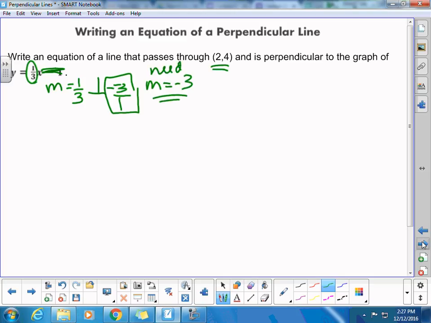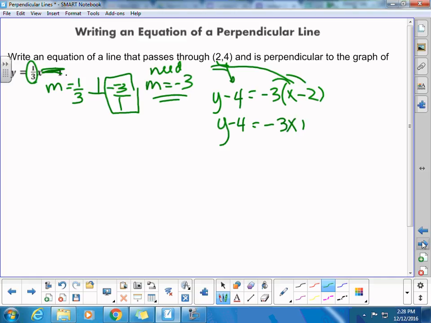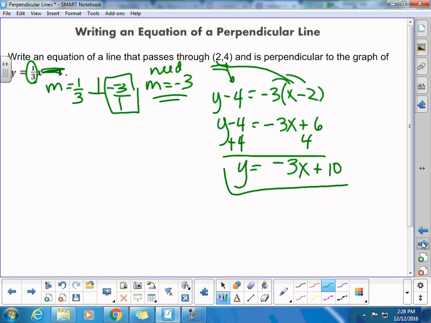And I know it goes through this point, so we have a slope and a point, so point-slope formula: y minus y1 equals m times x minus x1. So again, if we're going to switch it to slope-intercept form, we have to distribute that negative 3. Negative 3 times x, negative 3x. Negative 3 times negative 2, positive 6. We have to get y by itself. That's our goal in life, or at least this section. y = negative 3x + 10. So here is an equation of a line that is perpendicular to y = 1/3 x minus 1.